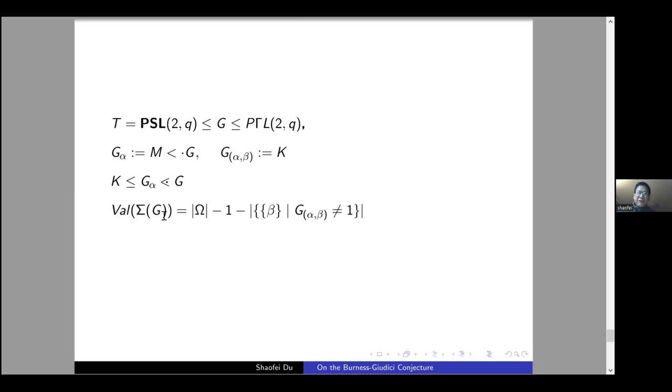What is the valence of such a graph? Valence means the size of Gamma, the union of regular suborbits. That means the size of Omega minus alpha. Here we delete alpha, and here are all the beta. That means G_alpha,beta is not trivial, which means alpha, beta is not a base. So this is the size of Gamma, this is the valence.